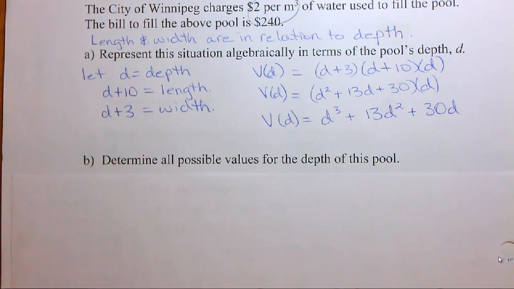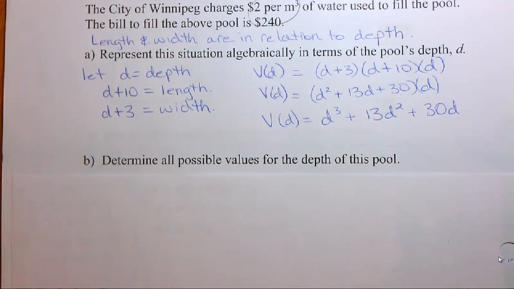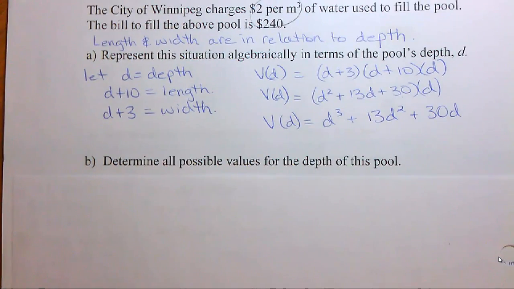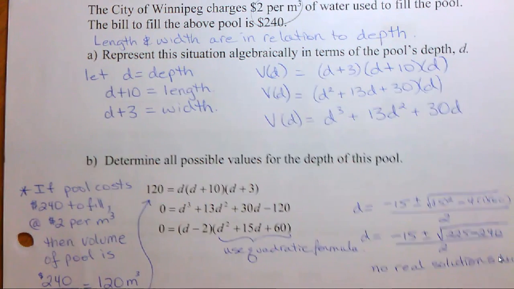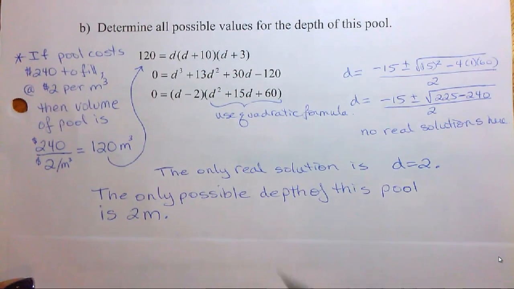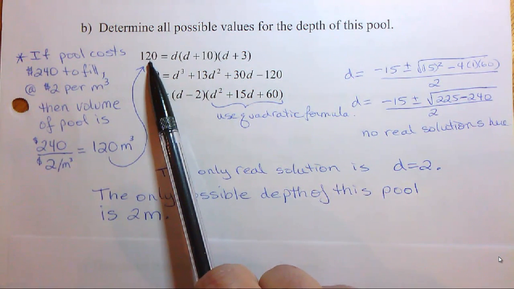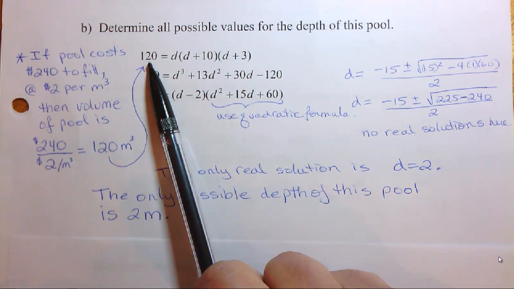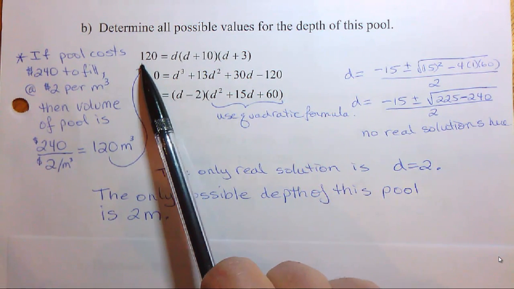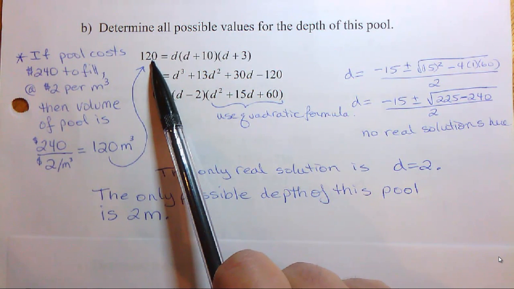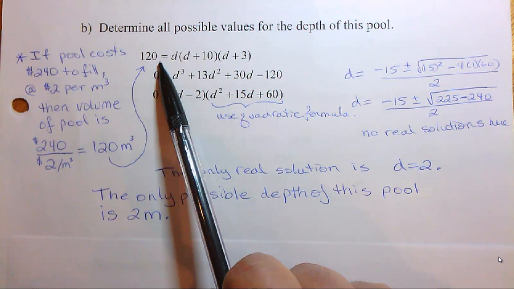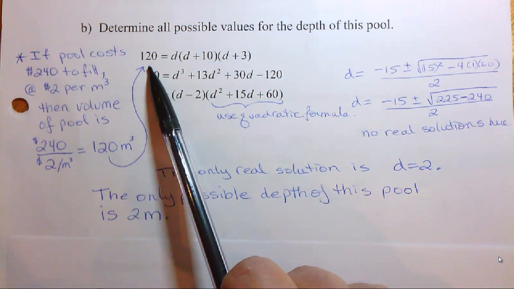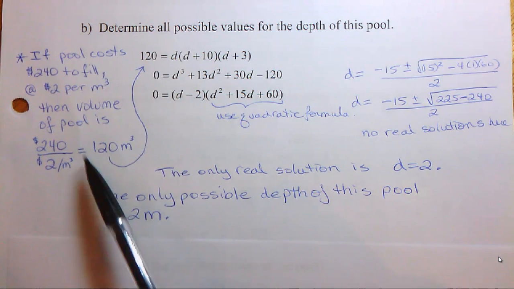So we're going to determine all possible values for the depth of this pool, which means that we need to now solve for D. So do everything that we've been doing before, and we're going to solve for D. Using that $2 per meter cubed and the fact that the pool costs $240, we're going to use that to figure out that we actually filled the pool with 120 meters cubed of water. Okay, so there's the work here.